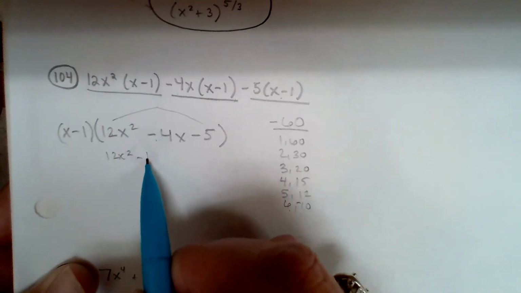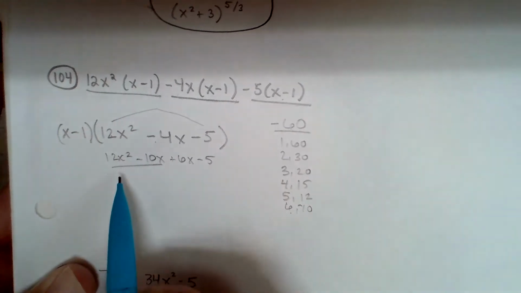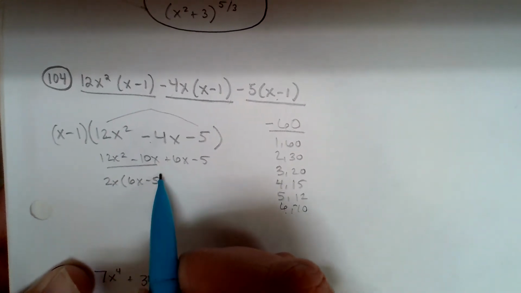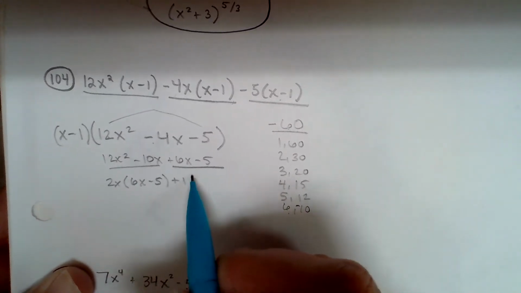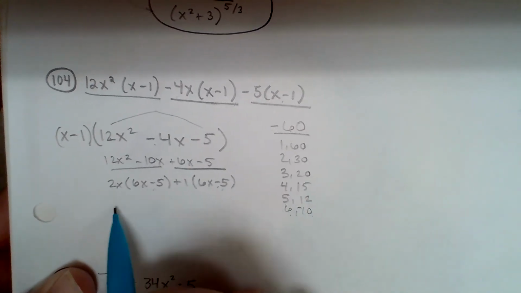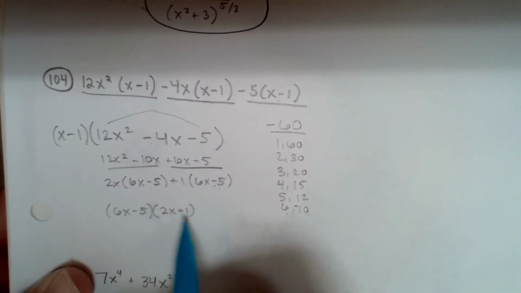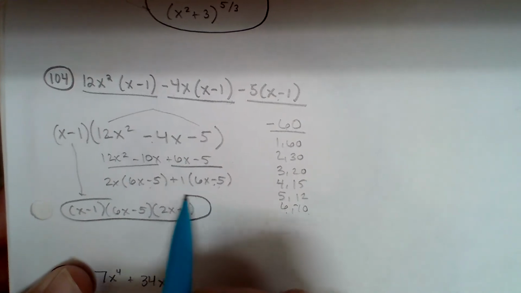12x squared minus 10x plus 6x minus 5. Split that up, factor out a 2x, left with 6x minus 5. Take out a positive 1 when all else fails, 6x minus 5. So that is one of the terms, and 2x plus 1 is the other. And then, of course, don't forget about your initial factor that you took out of the whole thing.